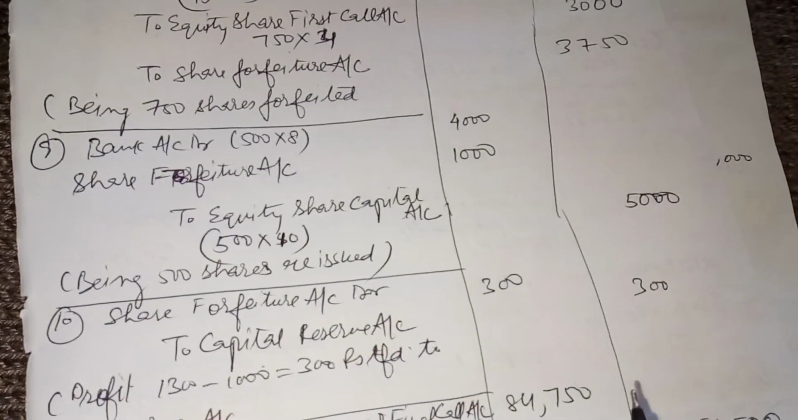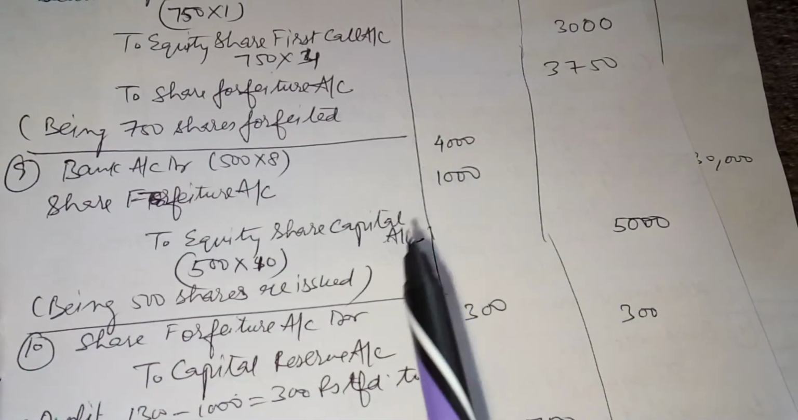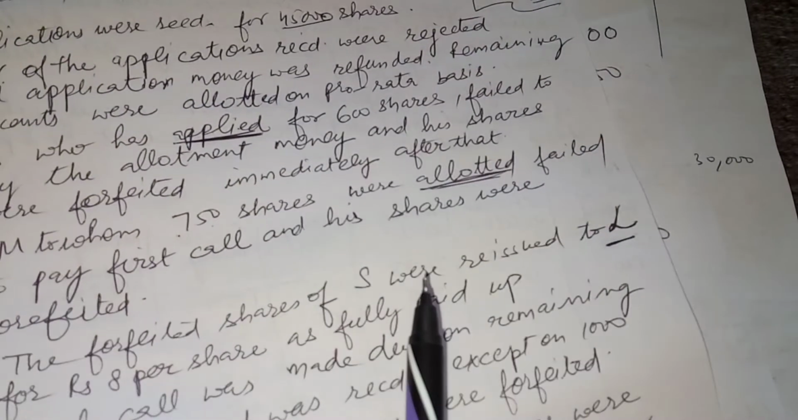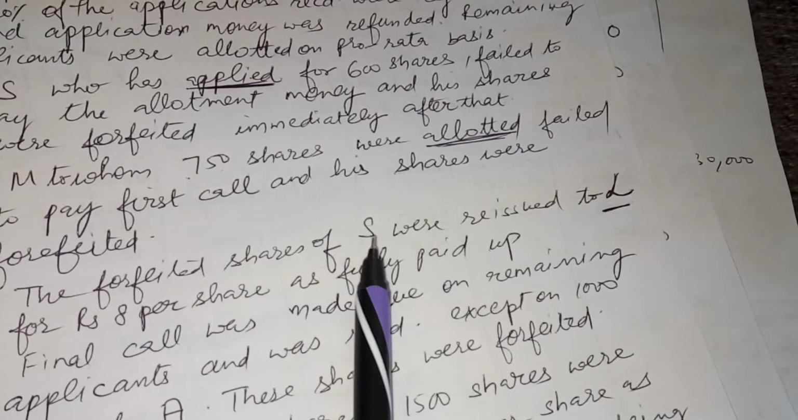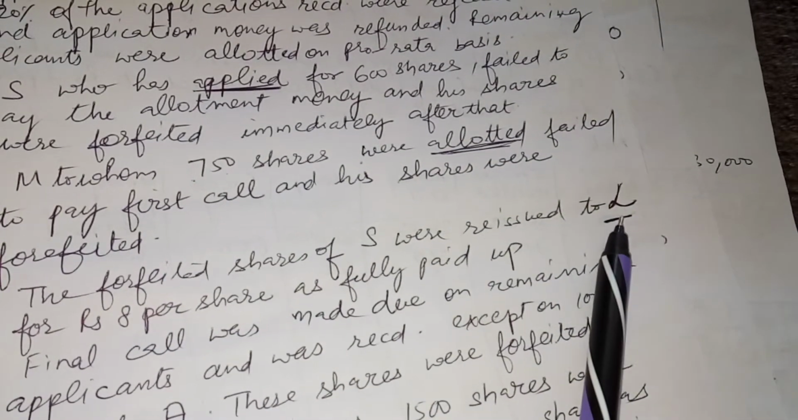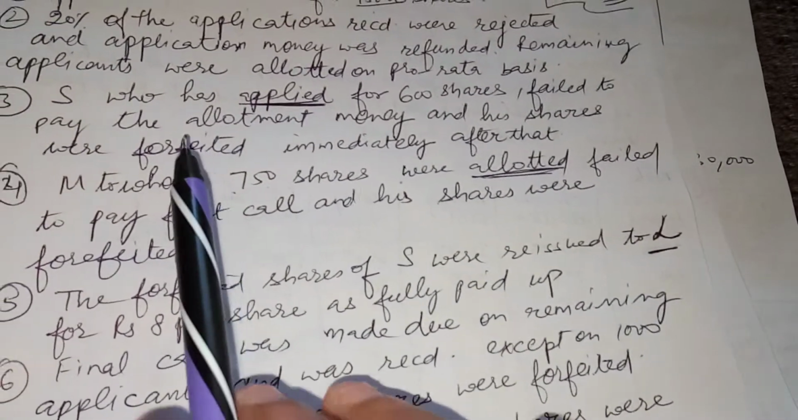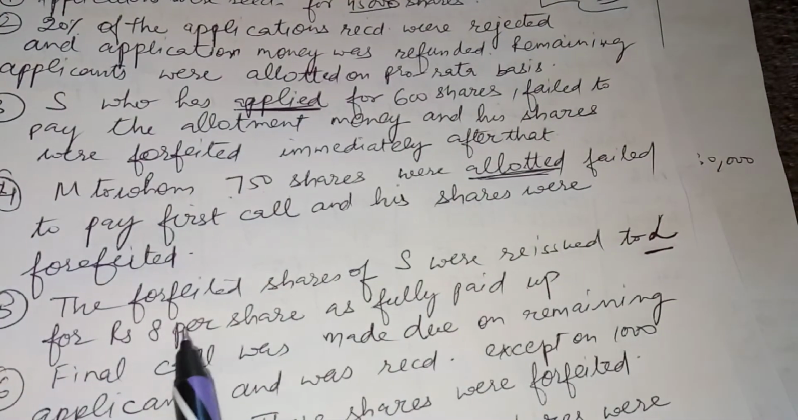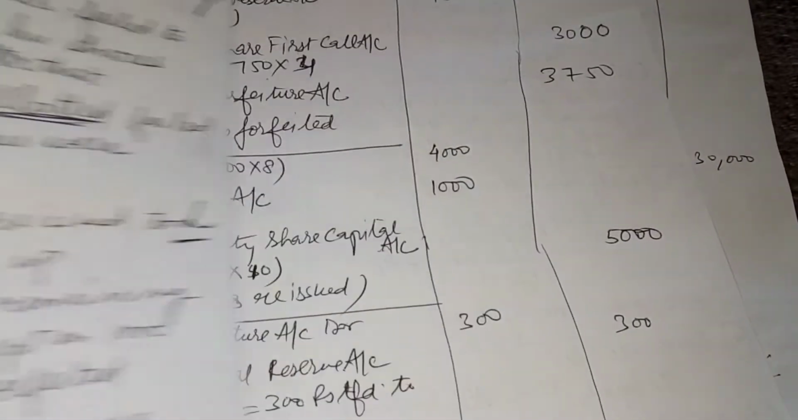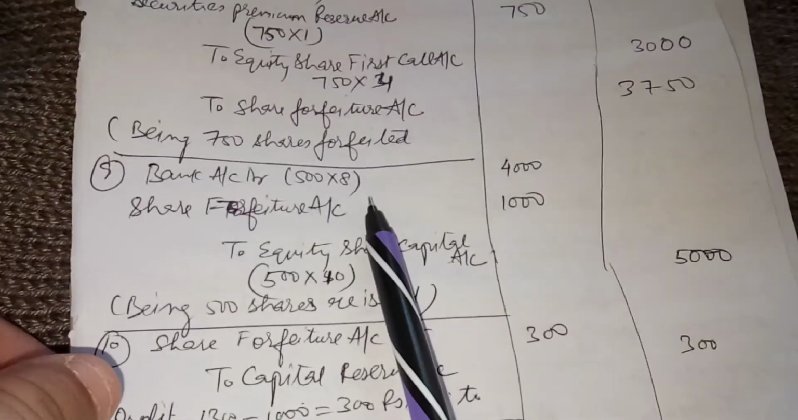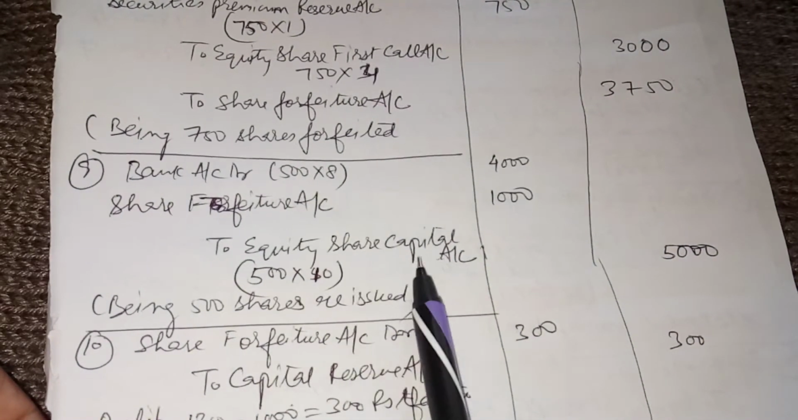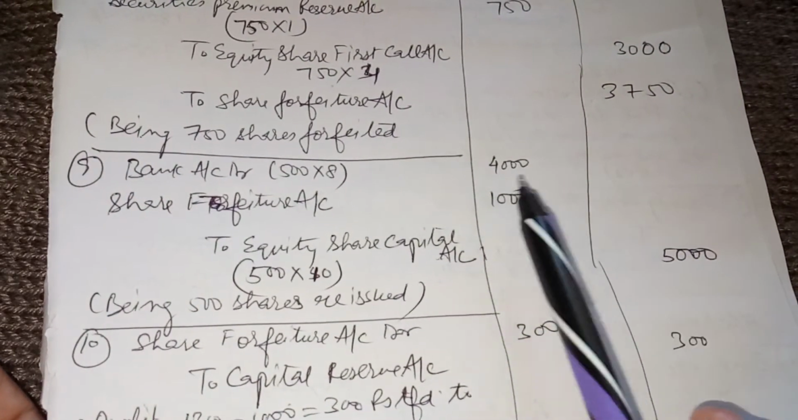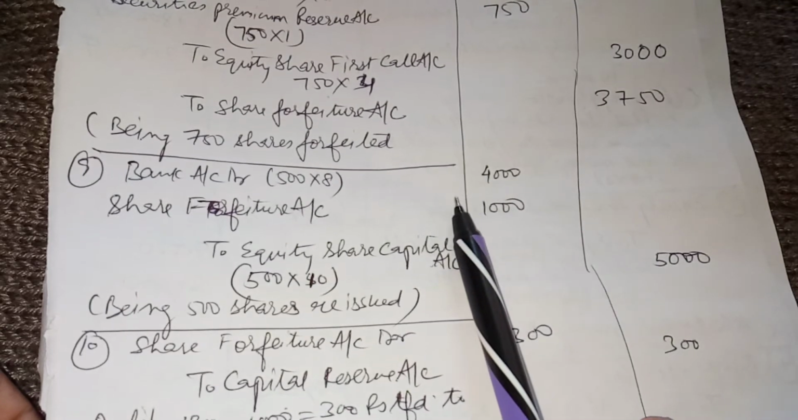Next, bank account debit. Here the question says that the forfeited shares of S were reissued to L at rupees 8 per share. S had 500 shares, so they were issued to L for rupees 8 per share. So now 500 shares, bank account debit 500 shares into 8, that is 4,000, to equity share capital 5,000. So the difference is transferred to share forfeiture account 1,000.